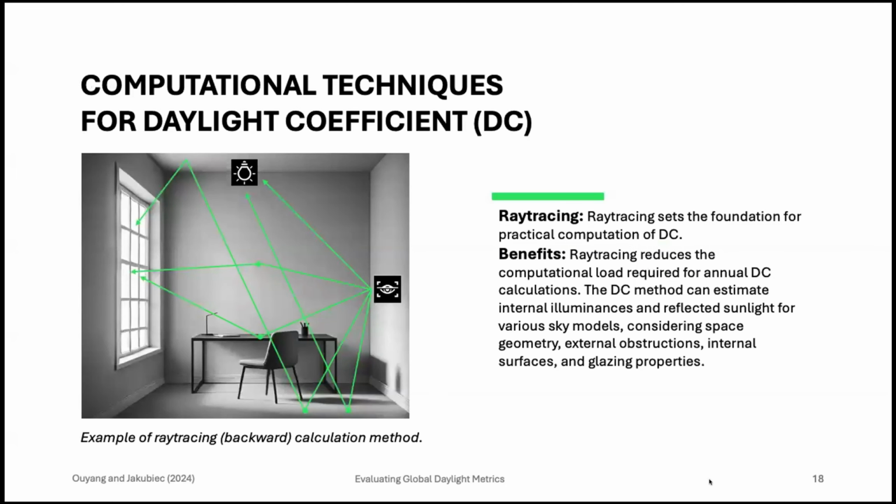The Monte Carlo statistical sampling techniques such as ray tracing set the foundation for practical computation of DC. Ray tracing significantly reduces the computational load required for annual DC calculations. The DC method can estimate internal luminance and reflect the sunlight for various sky models, taking into account the space geometry, external obstructions, internal surfaces, and glazing properties.